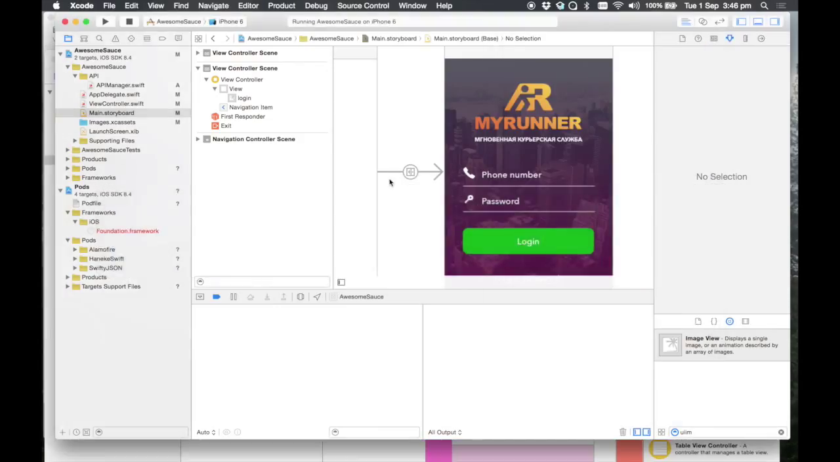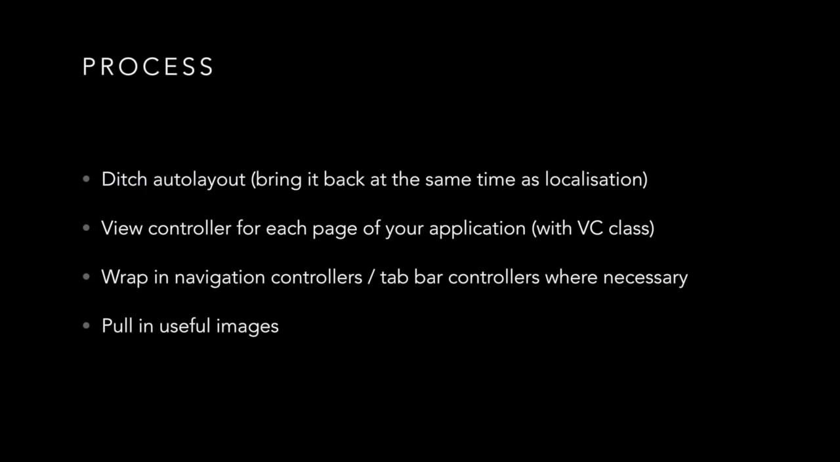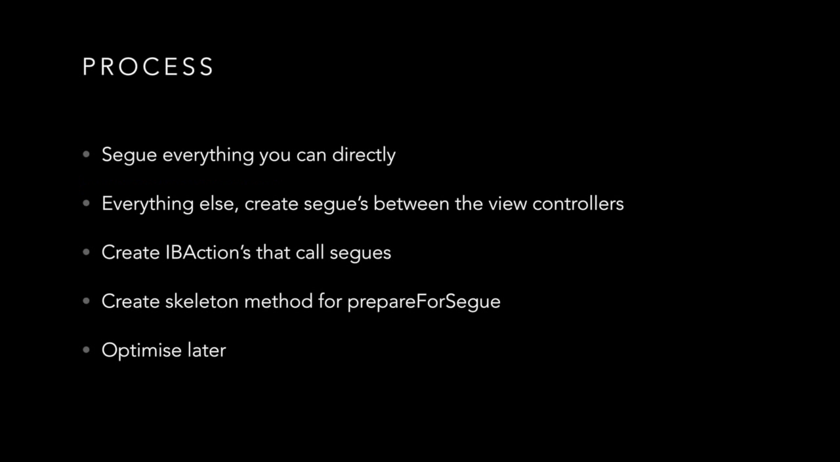So, go back to Keynote. Okay, so usually I do that and then pull in the navigation. So for everything that I can do, I just create segues between view controllers directly. Sometimes that's not good enough. So especially if you want buttons that are changing between two different tabs or something, at that point I start doing the very simple IB actions, the call segues again, and then create skeleton methods for prepare for segue that I can start to push through. And then we can optimize later.